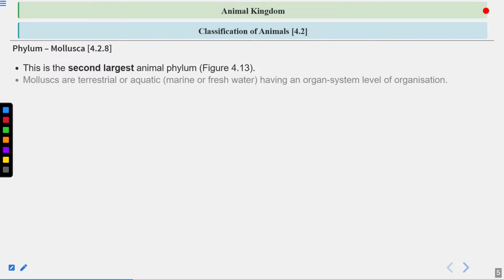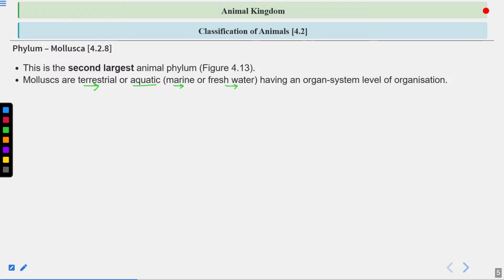Now mollusks can be terrestrial, or aquatic. If they are aquatic, they can be marine or freshwater. They have an organ system level of organization. We're talking about their habitat, the environment where they live. They are terrestrial, meaning they can live on land. They are aquatic, meaning they can live in water. They are marine, meaning they can live in salty water like seas and oceans. Then they can also live in fresh water.